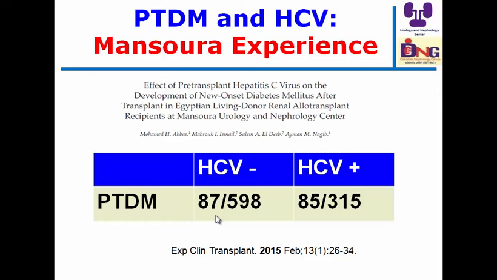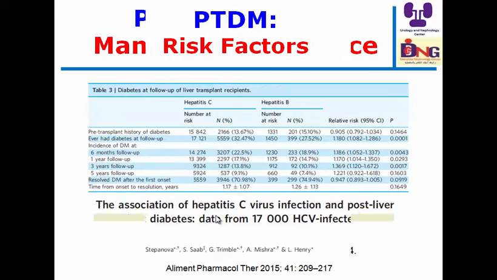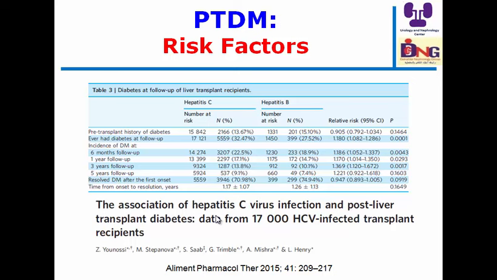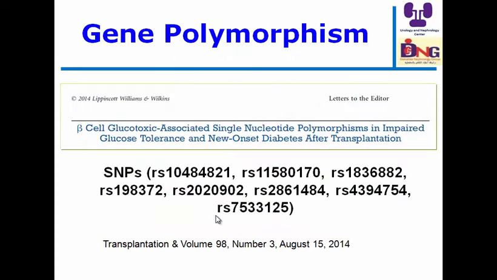Up to this moment, I mentioned that obesity, visceral obesity, old age, polycystic kidney disease, use of steroid, cyclosporin, tacrolimus, mTOR inhibitors, and hepatitis C are all independent risk factors for the occurrence of post-transplant diabetes. Even associated hepatitis C in liver transplant increases the risk of diabetes.